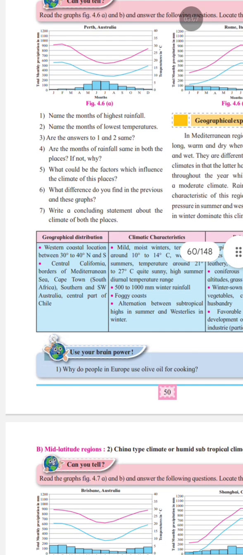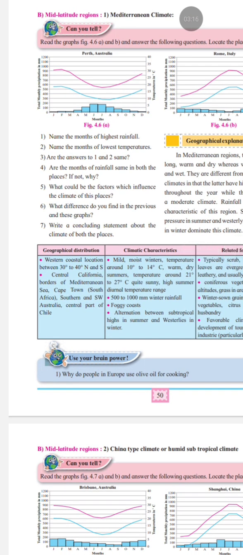And seventh question is write a concluding statement about the climate of both the places. Now we have discussed questions 1 to 6. Observe both the graphs carefully and answer. The answer should include that Perth and Rome have a Mediterranean type of climate with dry summers and wet winters. Perth receives its highest rainfall in June, while Rome receives the highest rainfall in November. The temperatures are highest during summer, lowest during winter. And the main difference is that Perth's seasons occur opposite to those of Rome because they are located in different hemispheres. So this you can write in the seventh question.